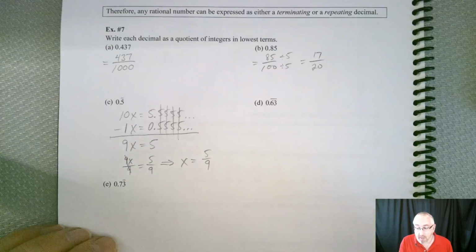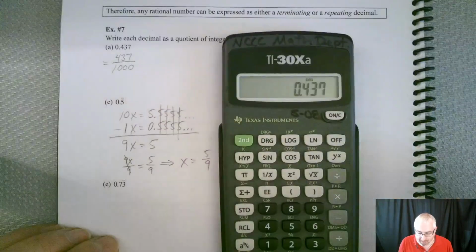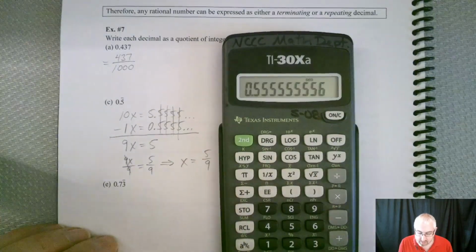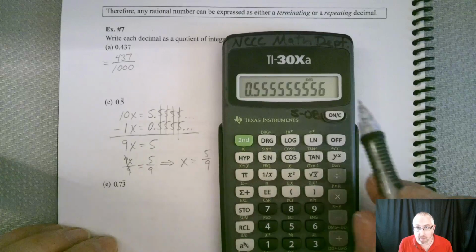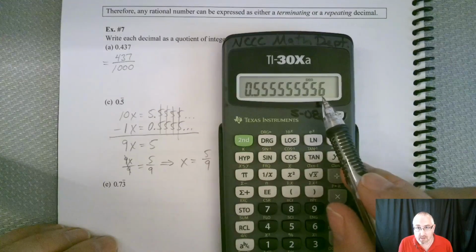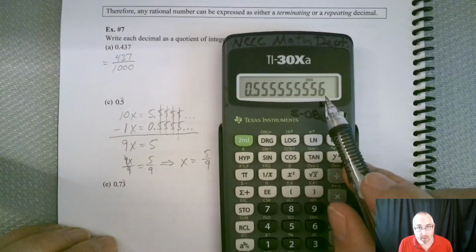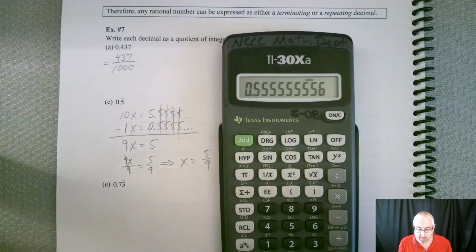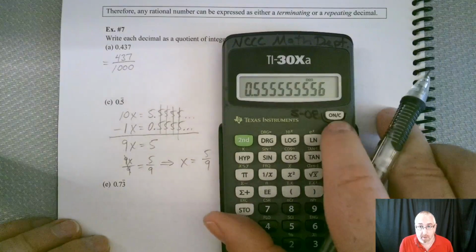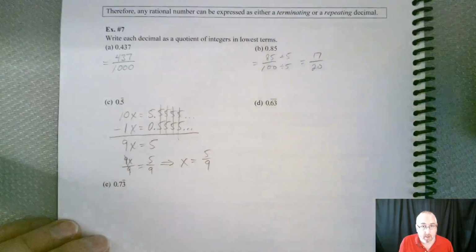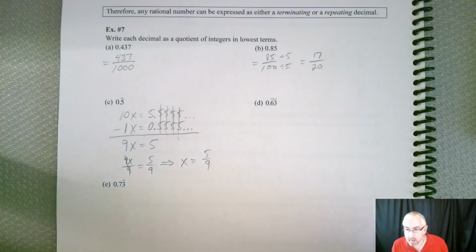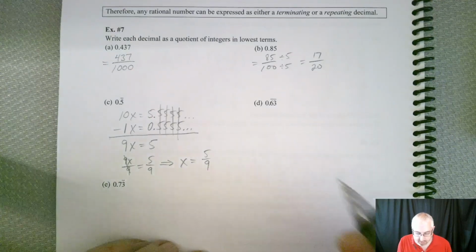Now, if you don't believe me, let's go back to the calculator. So 5 divided by 9 equals, and there it is. Now remember, your calculator is going to round. So it rounds that last digit no matter what. It either rounds it up or it doesn't. In this case, it rounds it up. But it will be your original problem. So let's try 2 more. And this video is going to be a little bit long, but not too bad.